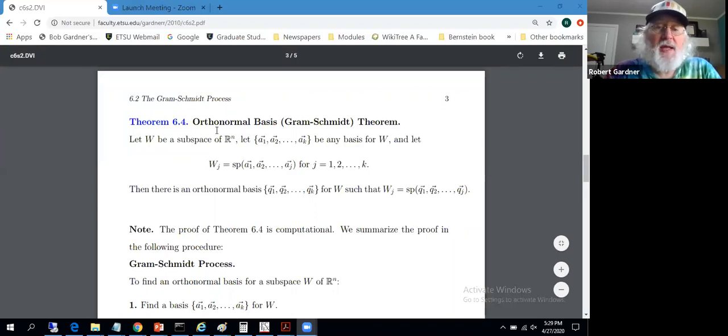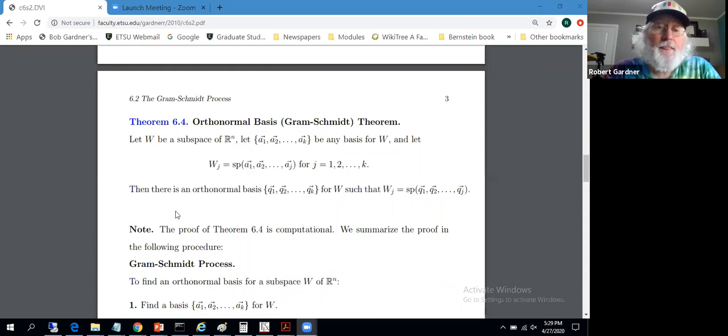The Gram-Schmidt process, stated as Theorem 6.4, the orthonormal basis theorem, says: let W be a subspace of Rn, let a1 through a sub k be any basis for W, and let W sub j be the span of the first j of these vectors, a1 through a sub j. So W sub j is a little subspace of W of dimension j. The claim is, then, there is an orthonormal basis q1 through q sub k for W such that each W sub j is spanned by q1 through q sub j.